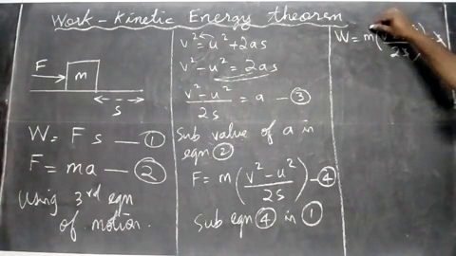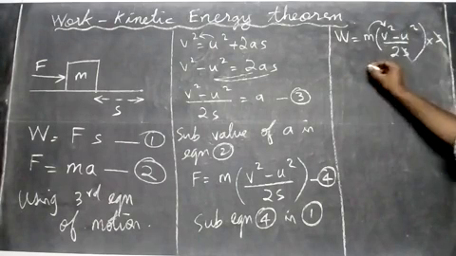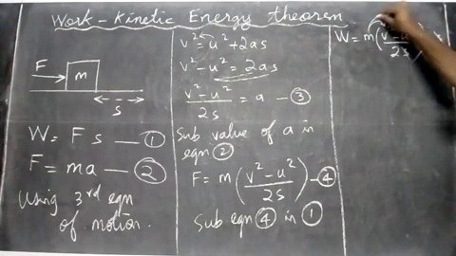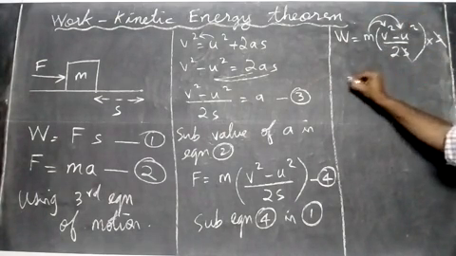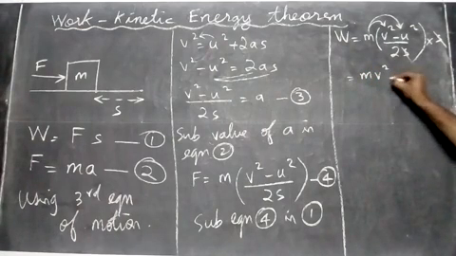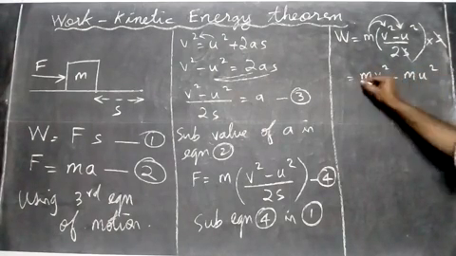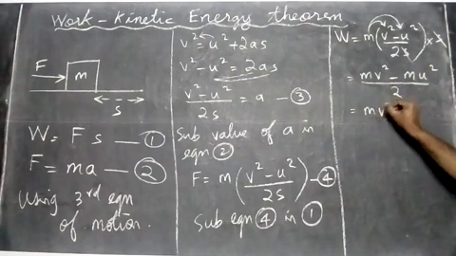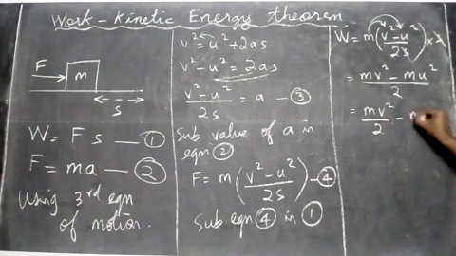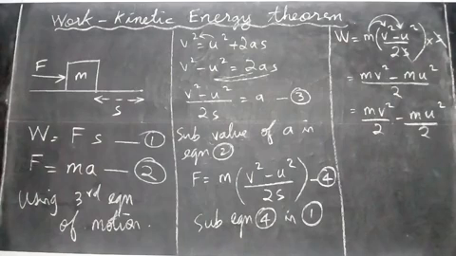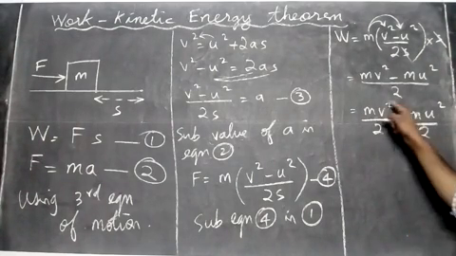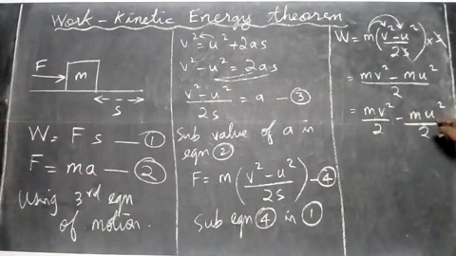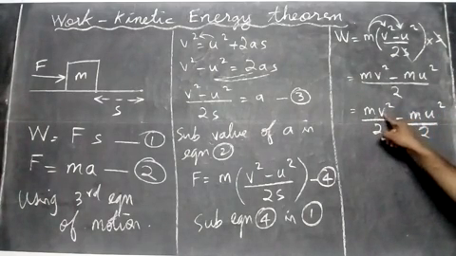Now I'll multiply the m inside, like this way: m into v square minus m into u square. So we get m v square minus m u square by 2. This you can write separately: m v square by 2 minus m u square by 2. Now we know kinetic energy. What is the formula for kinetic energy? It's half m v square. So this you can see is m v square by 2, and this is m u square by 2. This you can write as the final kinetic energy.